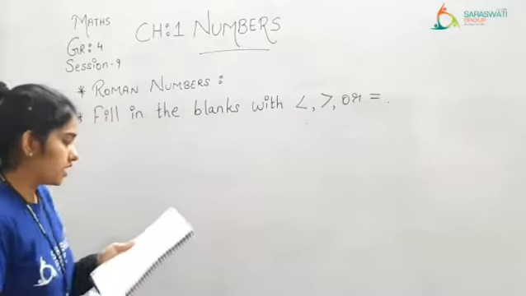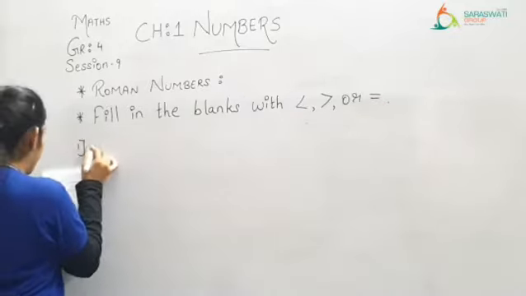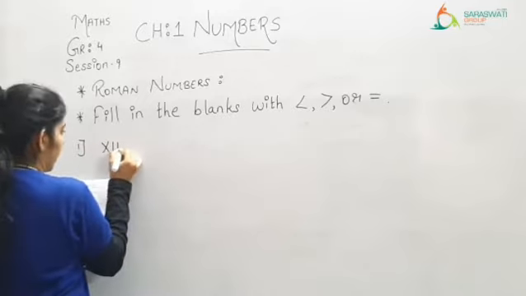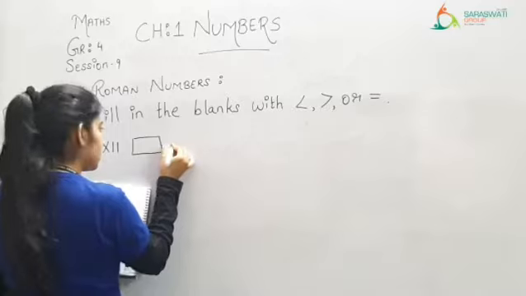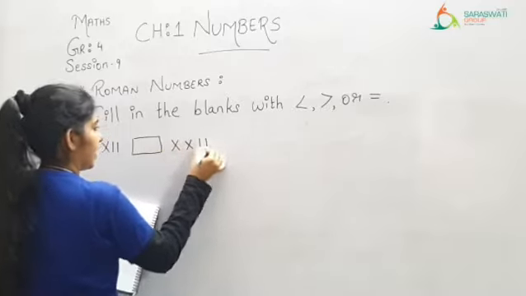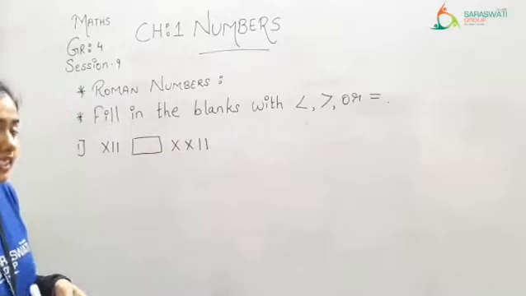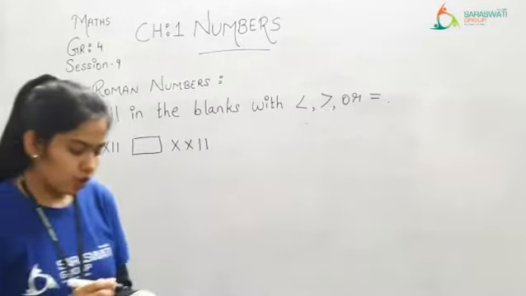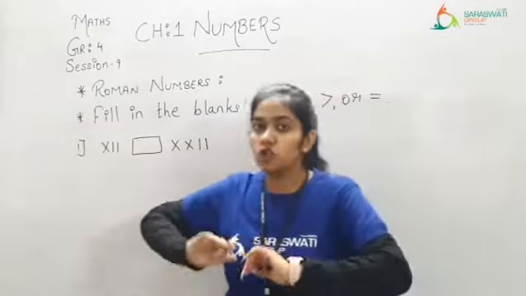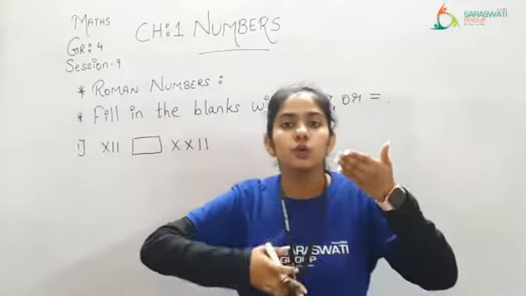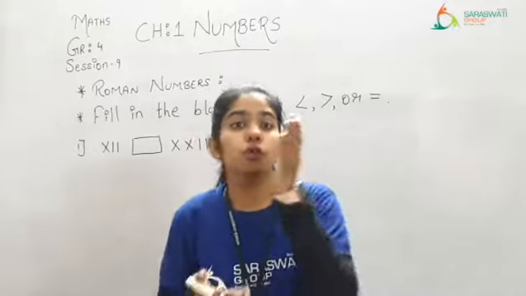Now, in that, the first one is XII, then a box is given, and then XXII. Right? Now, what we are going to do over here is, first, we are going to convert this Roman value into numbers.